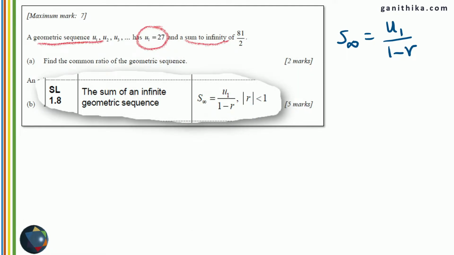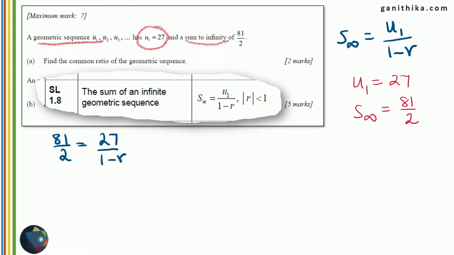I'm going to write them down in mathematical terms. So I will first write what is sum to infinity from the formula booklet, and then I'll write whatever is given in the question. It's given that u1 is 27. It's also given that sum to infinity, which is now S infinity by notation, is equal to 81 over 2. So I'm just collecting the information and writing them in order. And then now I will connect them together.